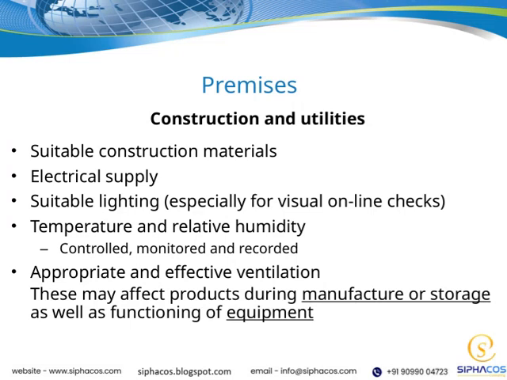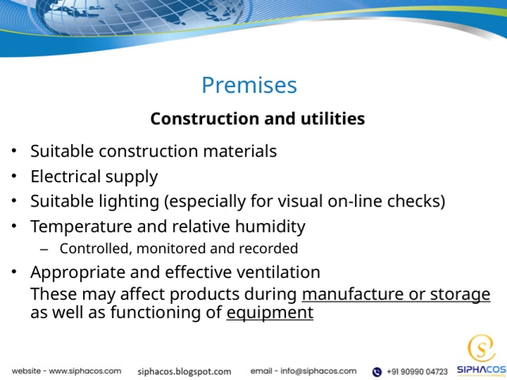When we look at construction and utilities, there are several key factors to consider to ensure the integrity of our products. First, choosing suitable construction materials is crucial because they impact the overall environment and help maintain the necessary conditions. Next, a reliable electrical supply is essential for operating equipment safely and efficiently. Proper lighting, especially for visual online checks, plays a vital role in quality control and safety, making sure we can see clearly at all times.